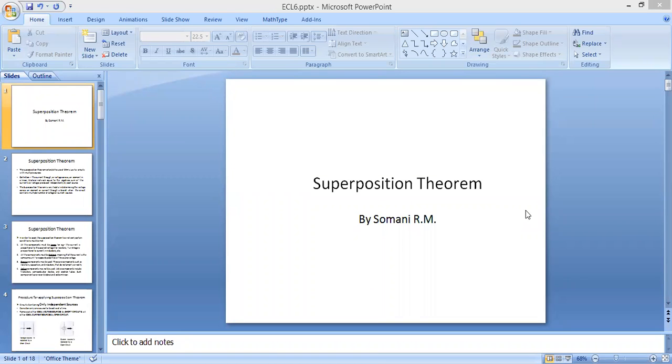Good afternoon. Today we will see about the superposition theorem. We will wait for 1 minute for other students. Up to that, we will revise our previous session and then we will start today's session.